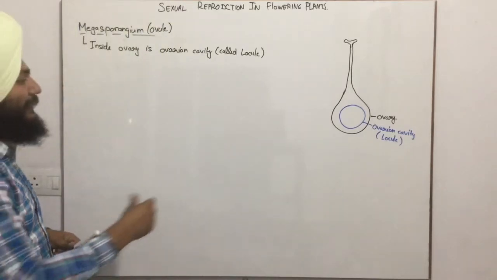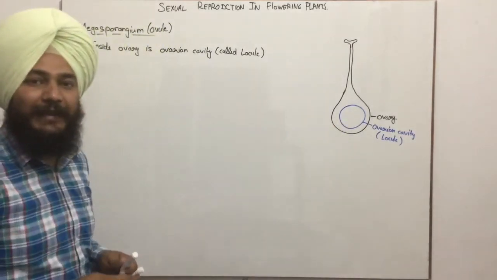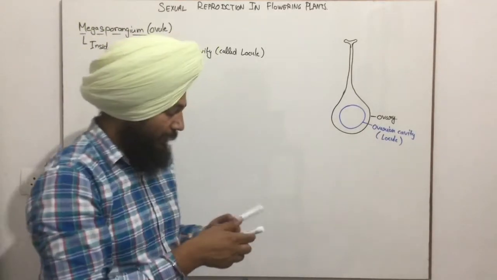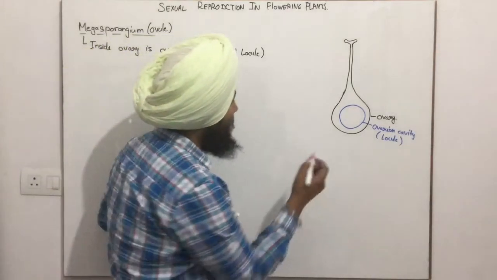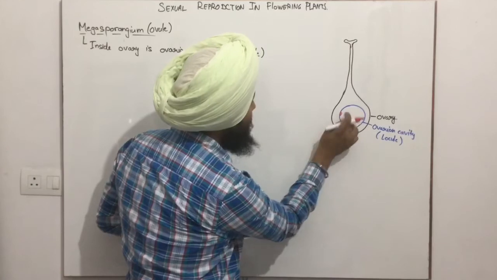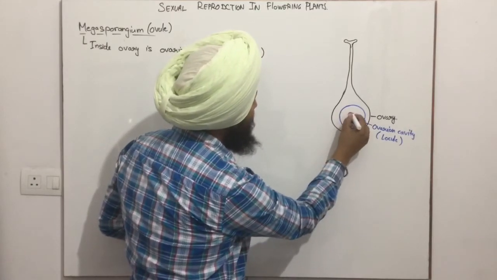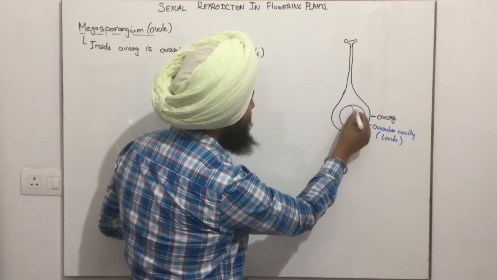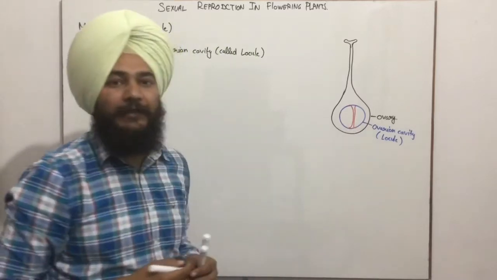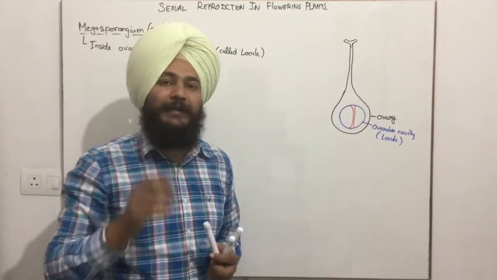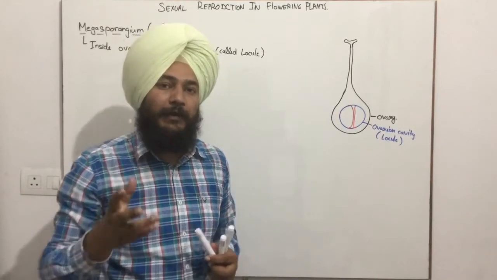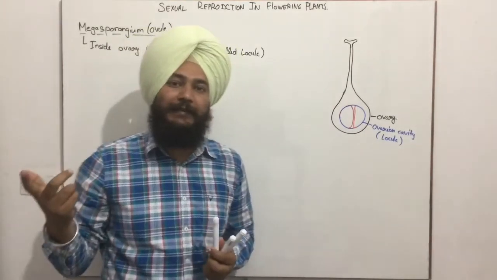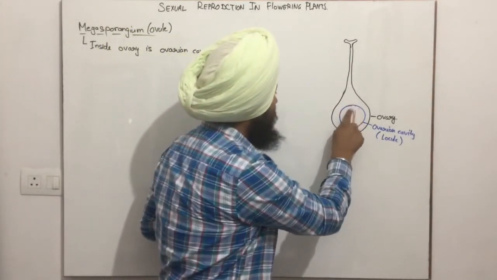Now inside this locule, inside this ovarian cavity, is the placenta. The placenta that is present inside the locule can be present like this, or like this, or another way, like this. About the different types of placentation we have already discussed in the +1, so you can go back there and look at those different types of placentation.